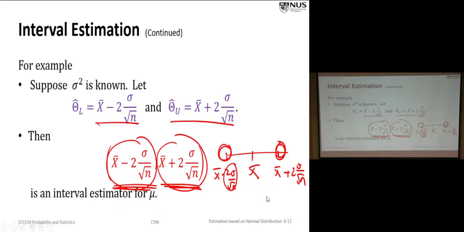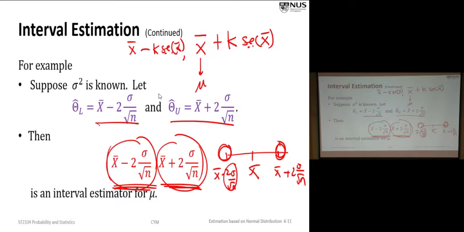In fact, the interval estimate for mu usually is in this form: x bar, because x bar is used to estimate mu. So the confidence interval will be something like this: x bar minus some constant times the standard error of x bar, to x bar plus the same constant times the standard error of x bar. So all the intervals that we discussed basically are in this form.